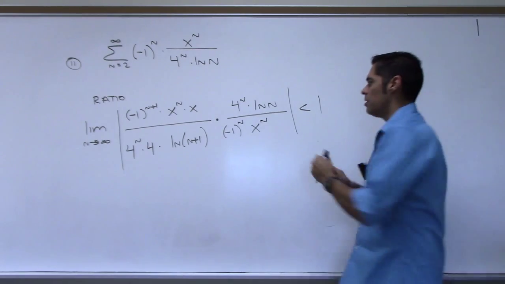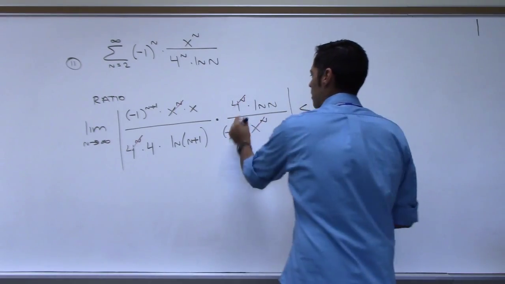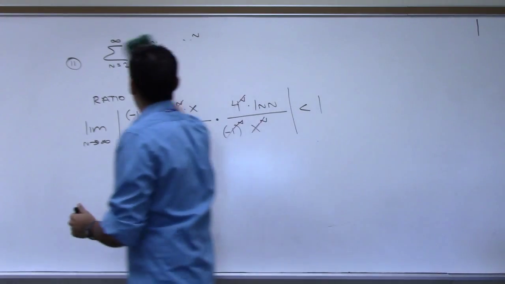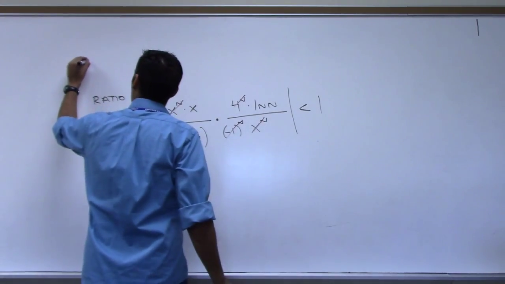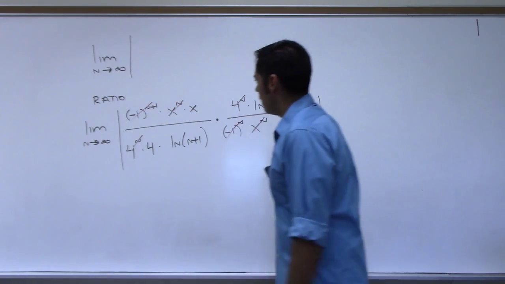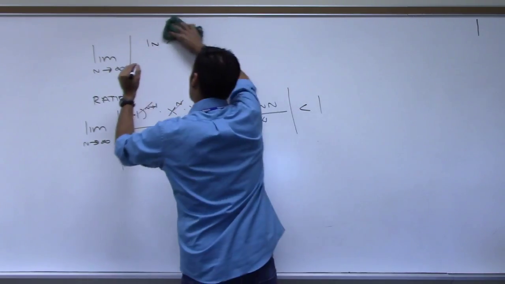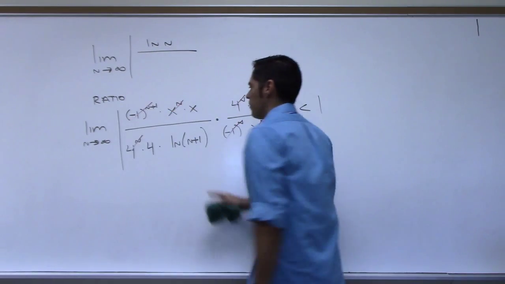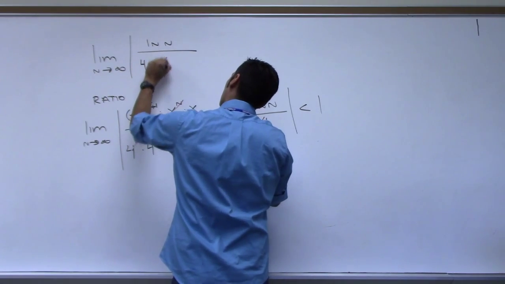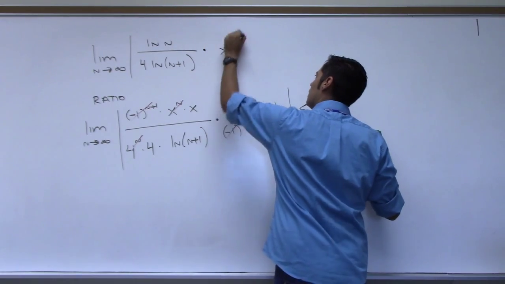Got some good cancellation here, here, here, here, here. And don't need to worry about the negatives. So we are at the limit as n goes to infinity. All right, let me get all my n stuff together. On top, natural log n. On the bottom, I have a 4, natural log n plus 1. Times, over here, I just have an x. Need that to be less than 1.